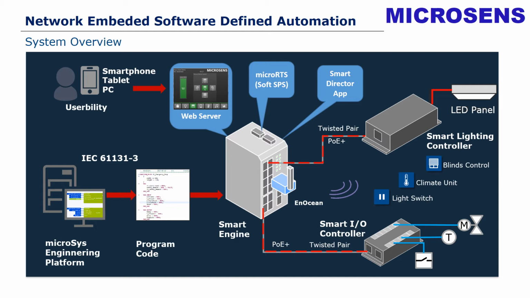We can run this local web server as a local user interface with small graphics, for example, to run blinds, to switch lights, to set temperature values, and so on. We can get access to this web server over a standard smartphone, tablet, or PC. So what you see here is, in general, the main idea behind our system.